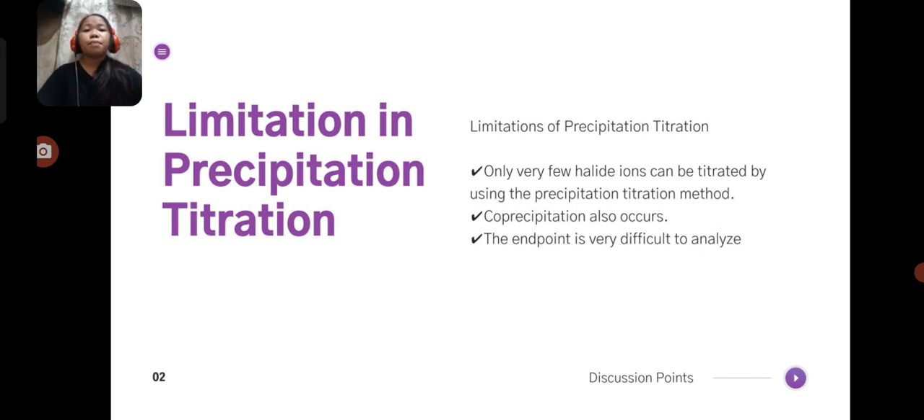So next to that is the limitations of precipitation titration. So there are 3. So first is only very few halide ions can be titrated using the precipitation titration method. And then co-precipitation also occurs. Then the endpoint is very difficult to analyze. So gina-ingon nako nga difficult siya to analyze in a way nga there is a need for you to be careful on the procedures nga imong i-make dayon ang amount pod sa every solution nga imong involved sa procedure or sa experiment.